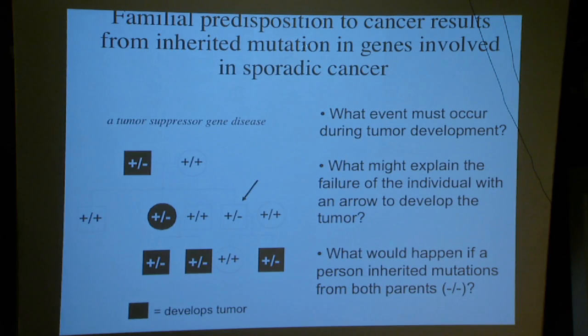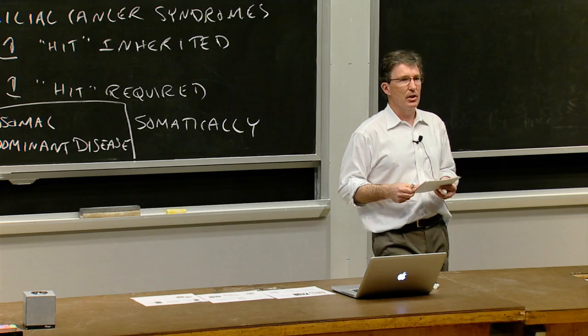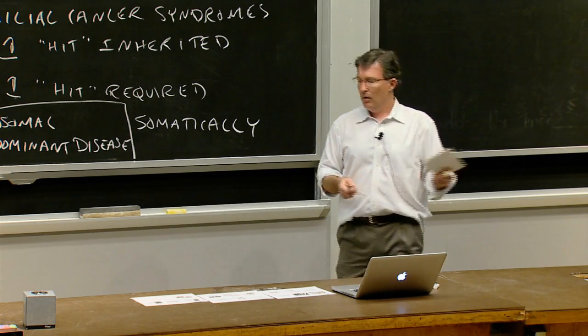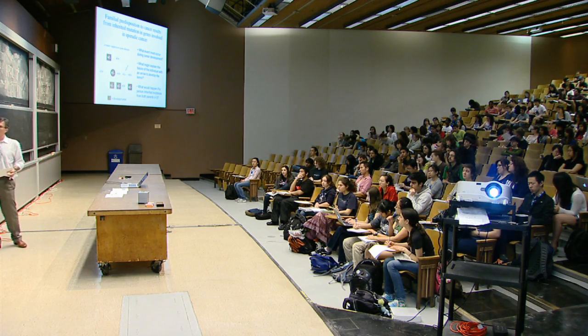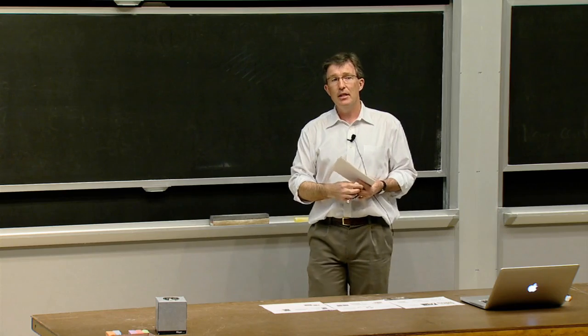Okay, final question on this slide. What would happen if an individual inherited a mutation from both parents and was therefore homozygous for a mutation in a tumor suppressor gene? What do you think would happen? Yeah. The answer was they would be stillborn, or they wouldn't make it out of embryogenesis, and that's usually the case.